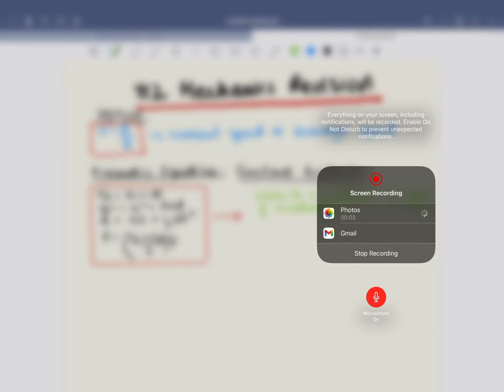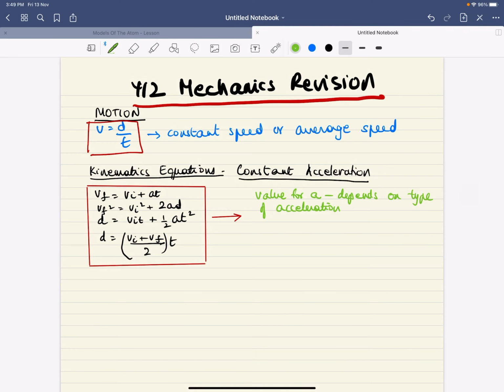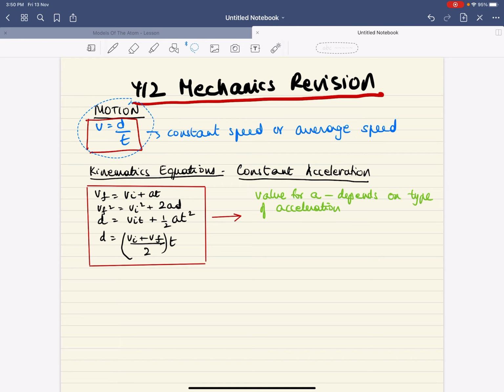Okay, this is a video where I'm just going over the level 2 mechanics. This equation that you use, V equals d over t, is only used for constant speed, or for average speed.